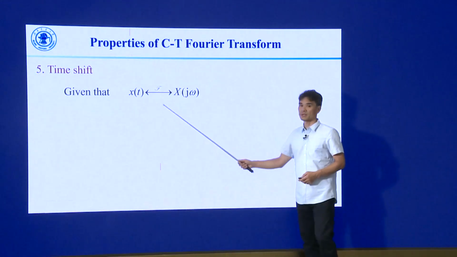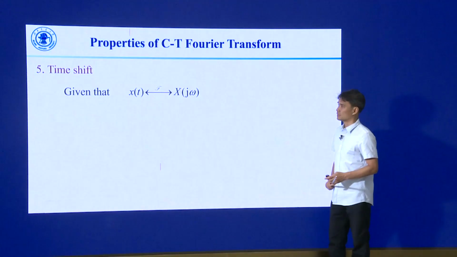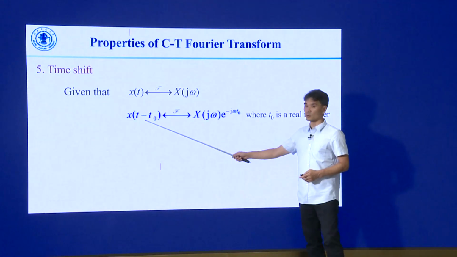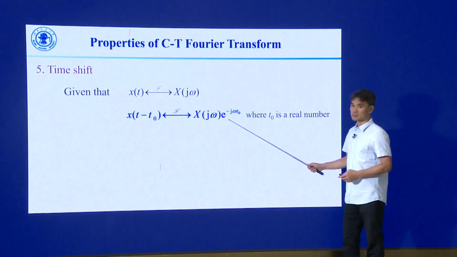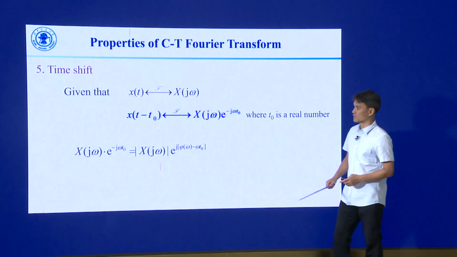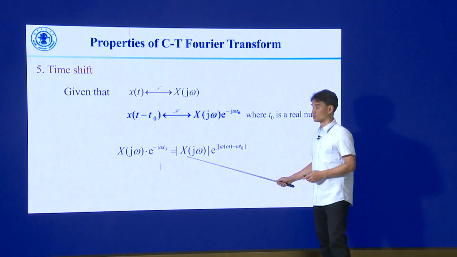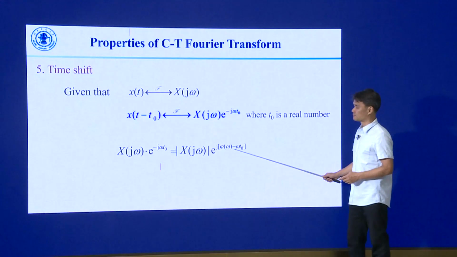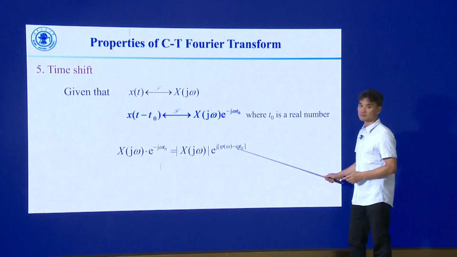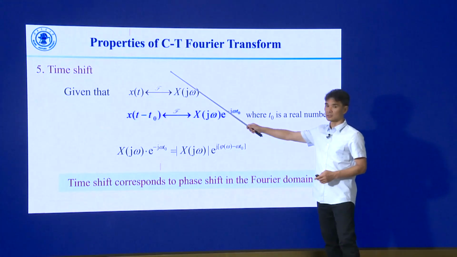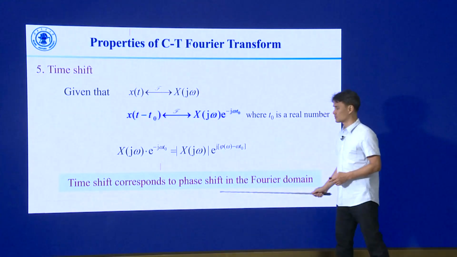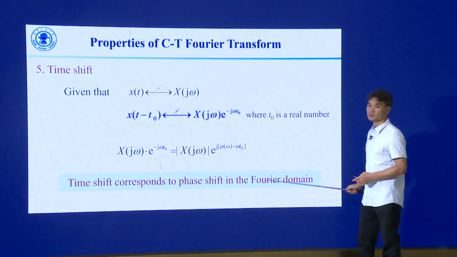The next property is time shift. If we have this pair of Fourier transform and you shift the original signal in the time domain, then the phase spectrum is going to be changed in the frequency domain. So the amplitude spectrum will not change, but the phase spectrum will be shifted. So time shift in the time domain corresponds to phase shift in the frequency domain.